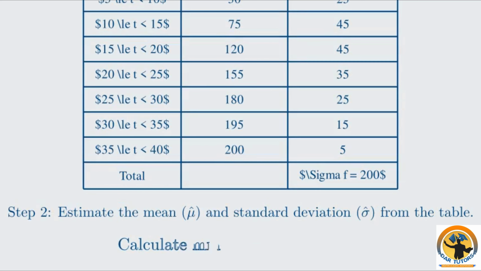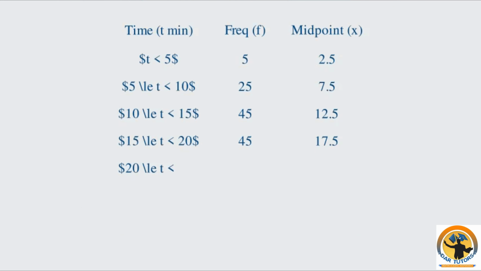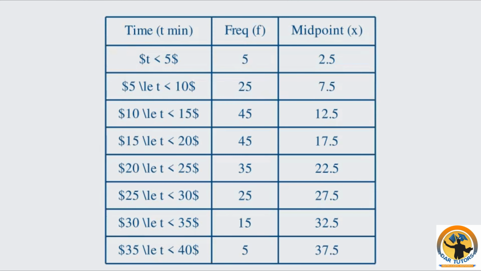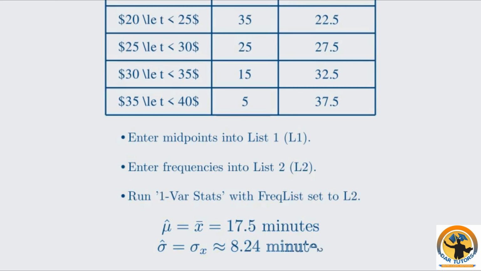We need to find the estimated mean and standard deviation. We do this by calculating the mid-interval value for each class. The midpoint for 0 to 5 is 2.5, for 5 to 10, it's 7.5, and so on. We can now use a graphics calculator to find the mean and standard deviation from this frequency table. Enter the midpoints into L1 and the frequencies into L2. Running one var stats with L1 as the list and L2 as the freq list gives us an estimated mean of 17.5 minutes and an estimated population standard deviation of about 8.24 minutes.